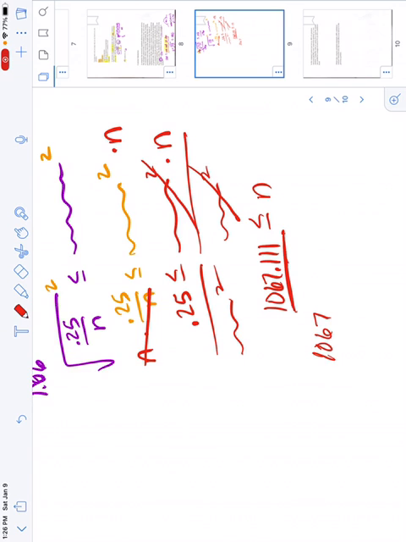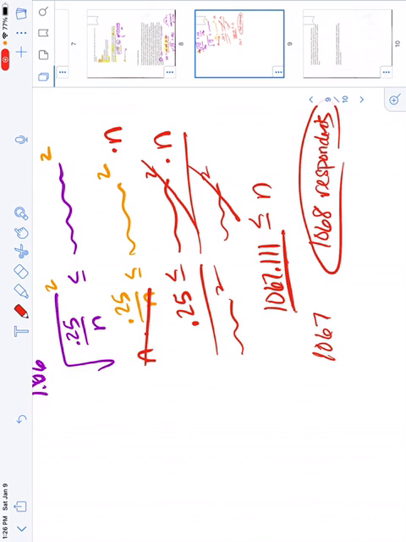So 1067 is not going to cut it. It's not going to work. I've got to go up to 1068. And these are respondents that I need for this sample for this company to accomplish what they want. That's how many pieces of data I need to go get.